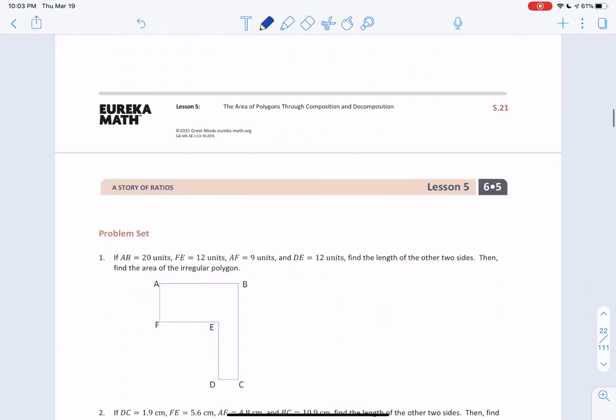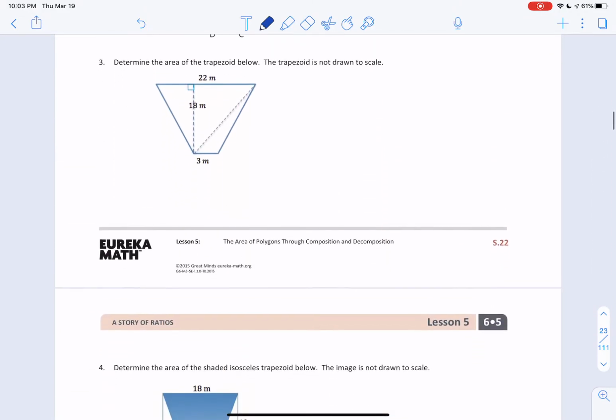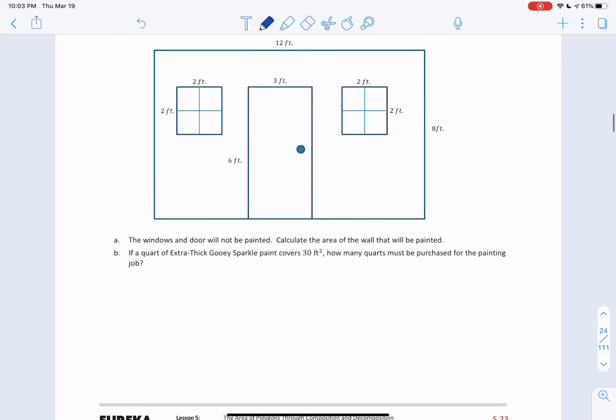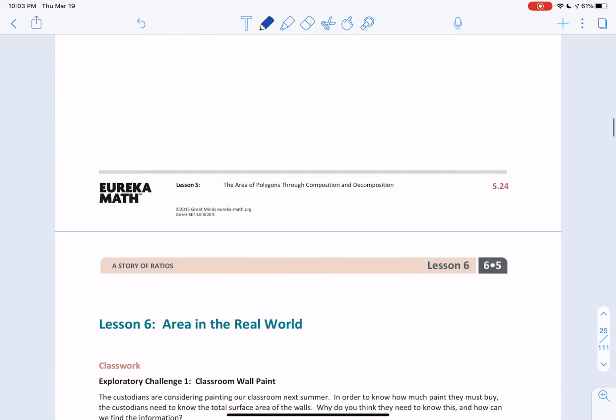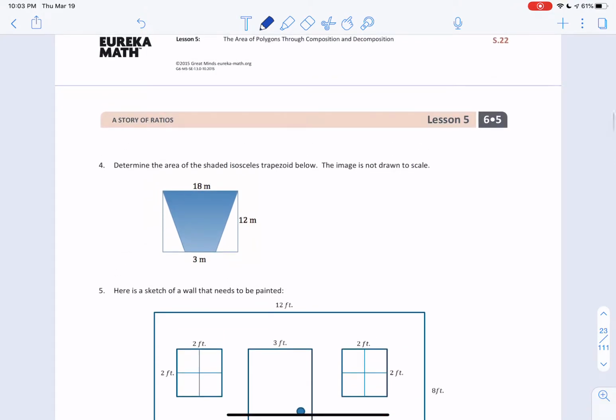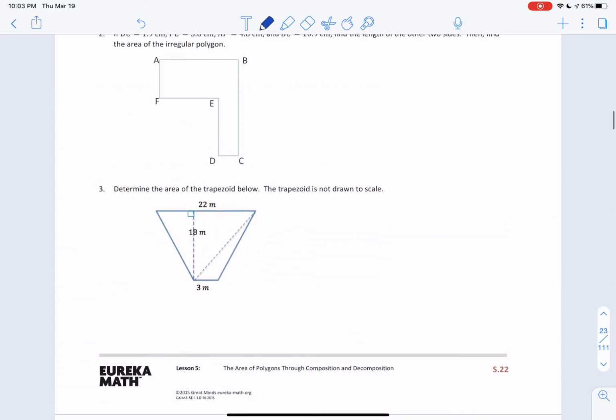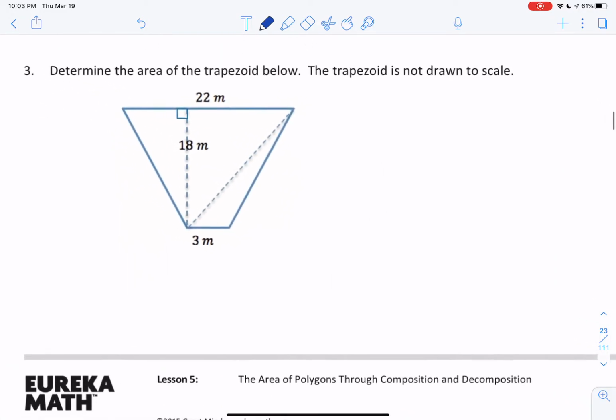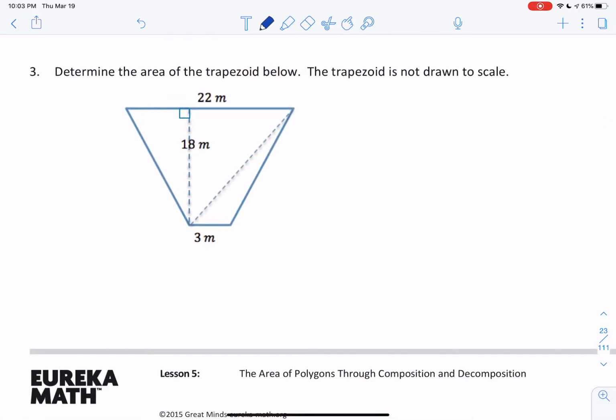I guess that is it. I do want to focus on one more trapezoid problem with you guys. Let's see if I can find a good one here. Number 4. Number 3. Let's go ahead and do number 3. Determine the area of the trapezoid below. So in order to find the area of this trapezoid, I'm going to split it up into two triangles.